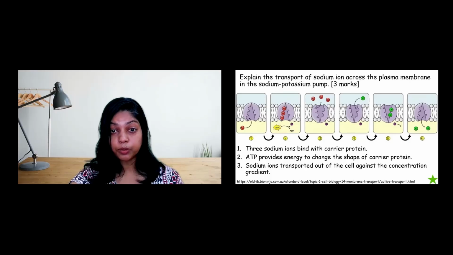All active transport occurs through carrier proteins. An example of carrier protein is sodium-potassium pump. First, 3 sodium ions from cytoplasm bind with the carrier protein. Then, ATP provides energy for the carrier protein to change shape to face the opposite side of the membrane. As a result, 3 sodium ions are transported out of the cell.